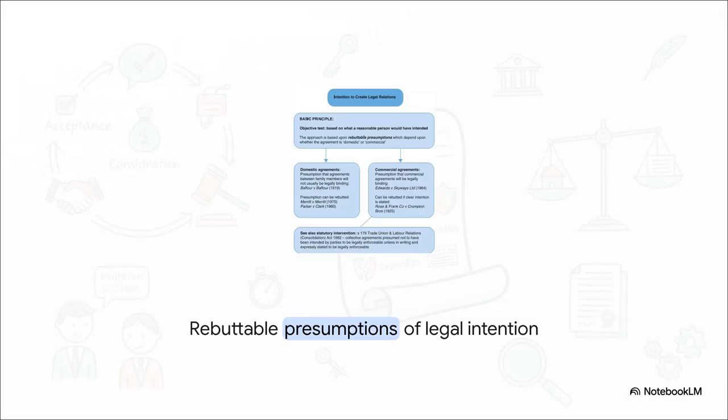But even if you have an offer and consideration, you must actually intend for the agreement to be legally binding. And the law uses a pretty clever shortcut for this called rebuttable presumptions. Basically, if you make a deal with a family member around the dinner table, the law presumes you didn't mean to create a binding contract. But if you're in a commercial setting, that presumption flips entirely. The law assumes you absolutely intended to be bound, unless, of course, you explicitly state otherwise.